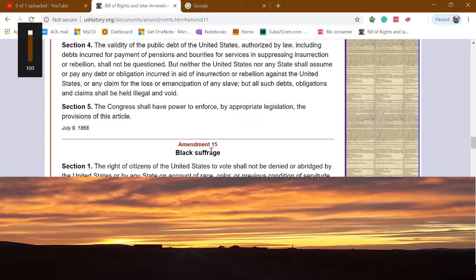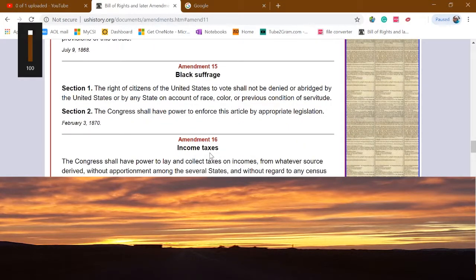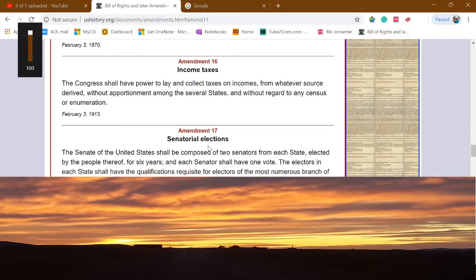July 9th, 1868. Amendment 15. Black Suffrage. Section 1. The right of citizens of the United States to vote shall not be denied or abridged by the United States or by any state on account of race, color, or previous condition of servitude. Section 2. The Congress shall have power to enforce this article by appropriate legislation. February 3rd, 1870. Amendment 16. Income taxes. The Congress shall have power to lay and collect taxes on incomes, from whatever source derived, without apportionment among the several states, and without regard to any census or enumeration.